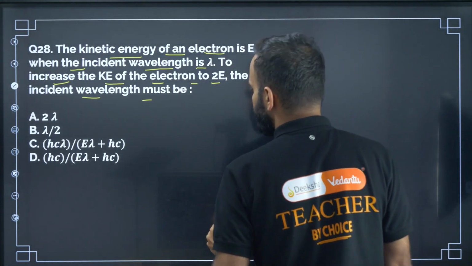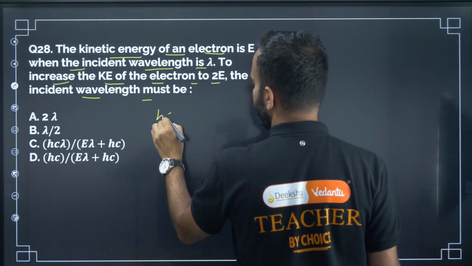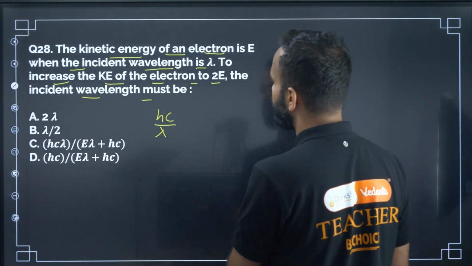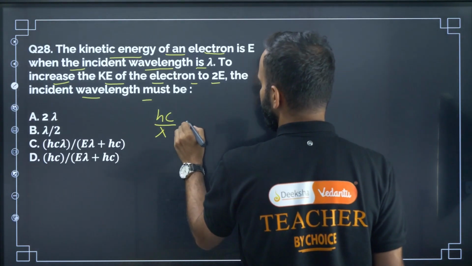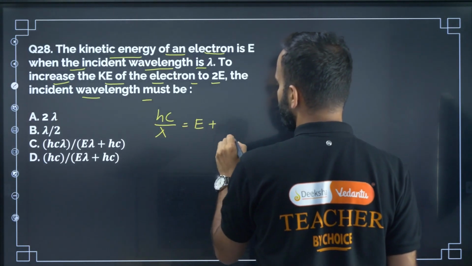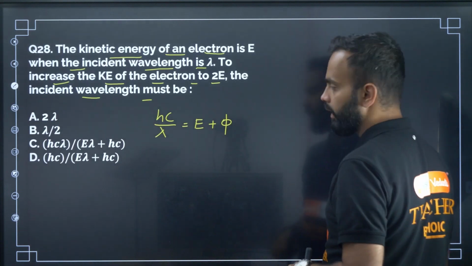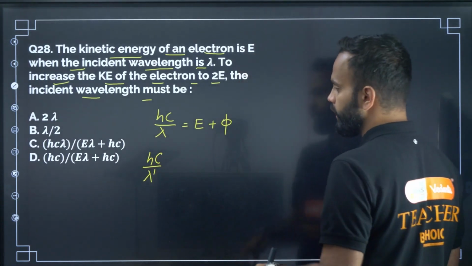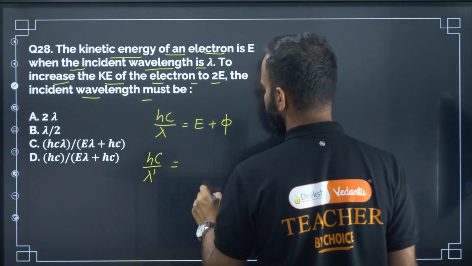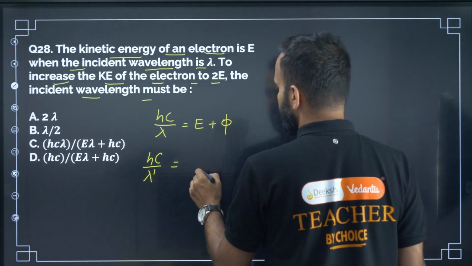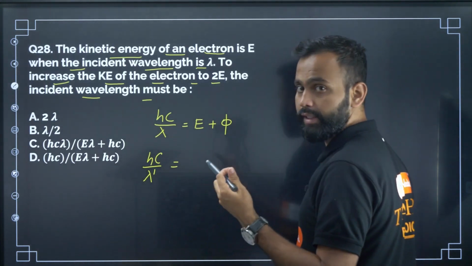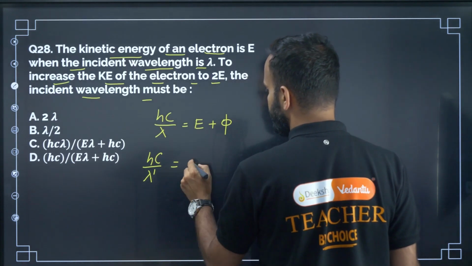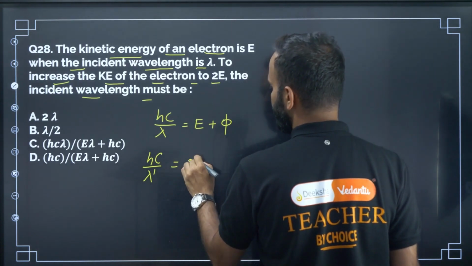When the incident wavelength is lambda, the kinetic energy of the photoelectron is E. So hc by lambda equal to E plus phi. Now the new energy of the incident light of wavelength lambda dash is hc by lambda dash equal to 2E plus phi.